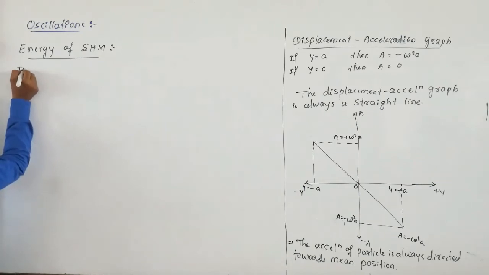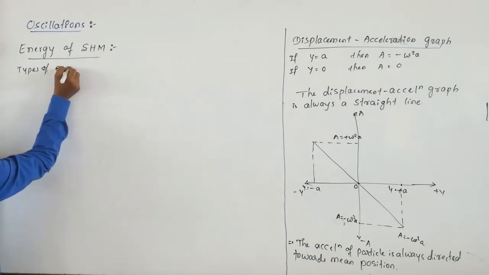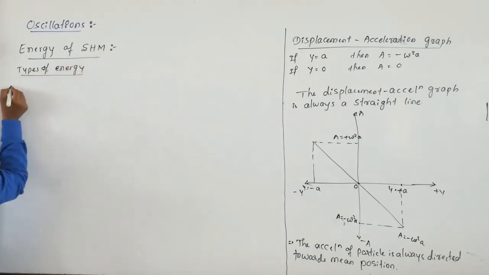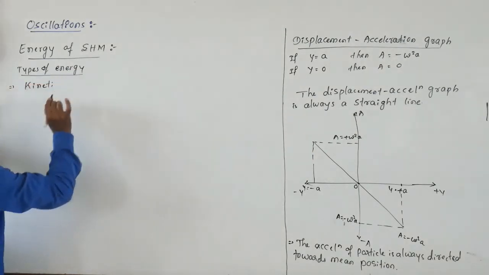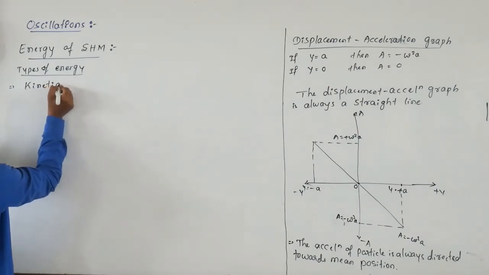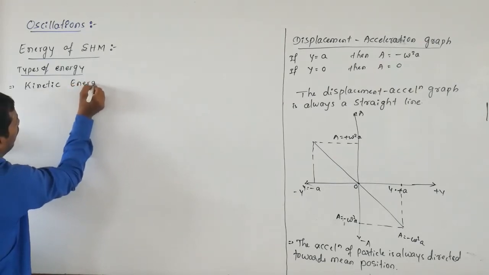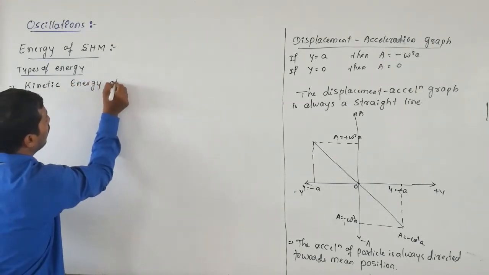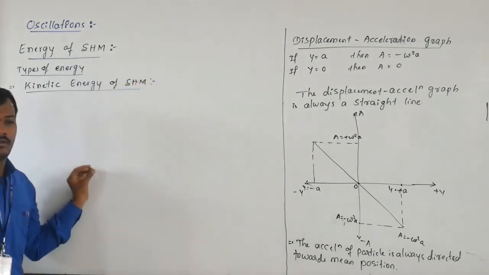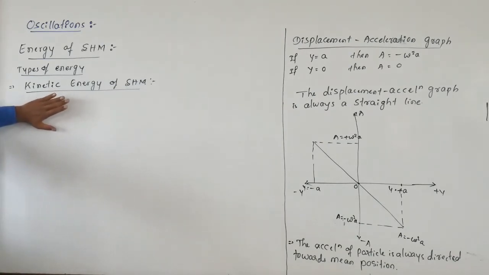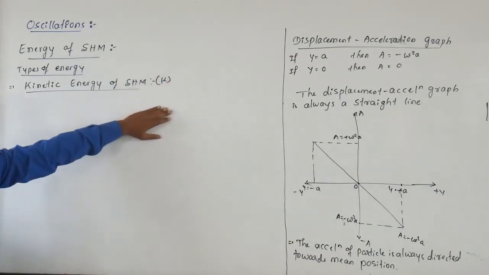Now one thing, here are the two types of energy. First one, I'll take the first one is kinetic energy. In today's class we will discuss only kinetic energy. The kinetic energy of a particle executing simple harmonic motion. We'll mention that kinetic energy here only as K. Okay, that's it. K is the kinetic energy of a particle.